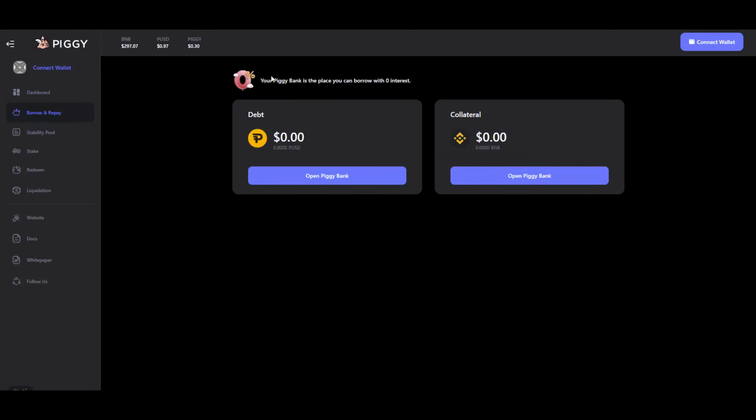So they also have this borrowing feature, right, where you can borrow and then you can pay this. So if that's something that is interesting for you, you can go ahead and check this out. There is no interest on this.